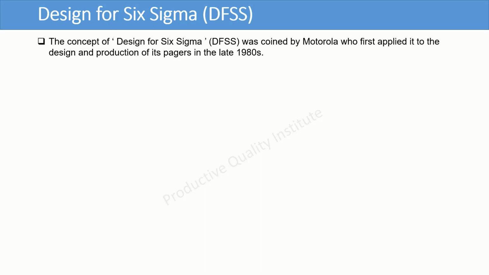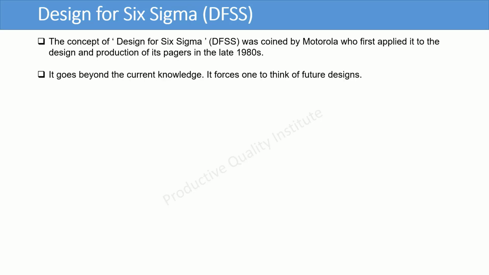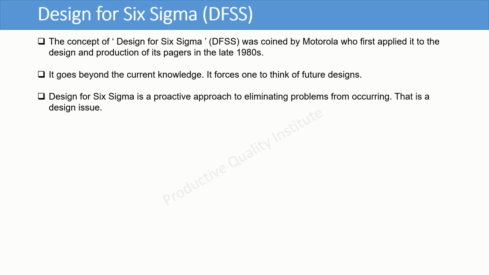Before you finish the Lean Six Sigma course, you must understand and know the concept of Design for Six Sigma, DFSS, and the DMADV model. The concept of Design for Six Sigma, DFSS, was coined by Motorola, who first applied it to the design and production of its pagers in the late 1980s. It goes beyond the current knowledge. It forces one to think of future designs. Design for Six Sigma is a proactive approach to eliminating problems from occurring. That is a design issue.